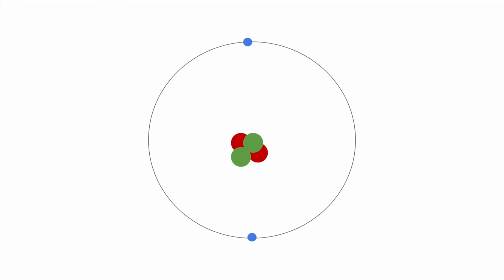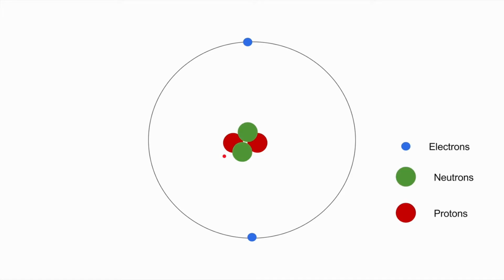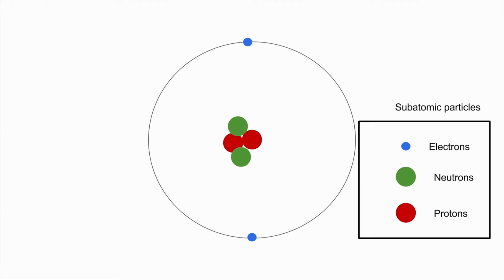Here we see that this singular atom is made of different parts. We see three major components. The red dots are called protons. The green dots are called neutrons, and the blue ones are electrons. Now, please note, these aren't actually colored like this in real life. I'm just using them to represent them. Now, all these dots are what we call subatomic particles. And so, to summarize, you know three types of subatomic particles: protons, neutrons, and electrons.